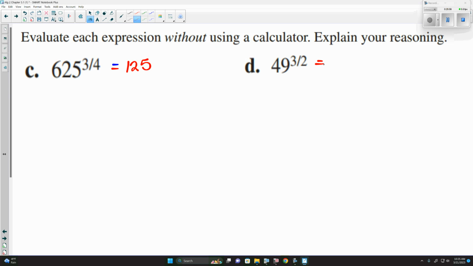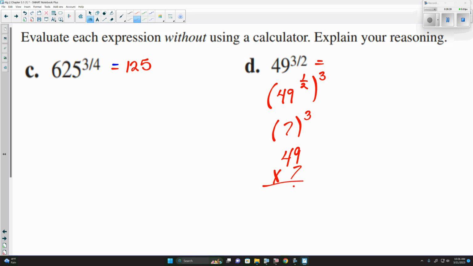Let's look at the next one. 49 to the 3/2. It's going to get bigger. 343. Because if we split this up, 49 to the 1/2 is 7. 7 cubed. Well, we know 7 squared is what? 49. So we need to multiply 49 by 7.